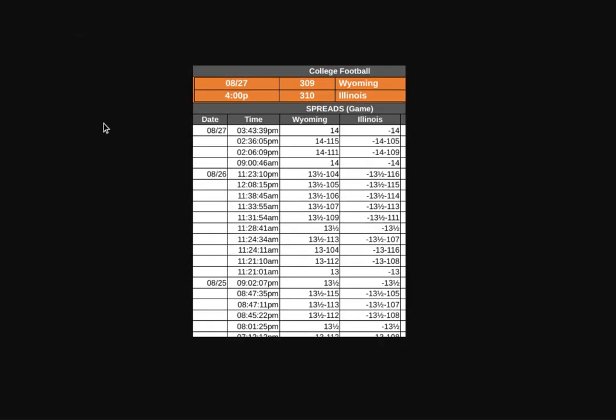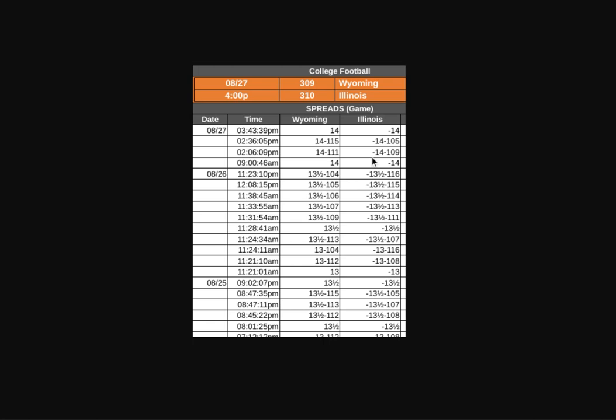All right, let's slide over here. Wyoming and Illinois, great example here. The day of this game, this line stayed at 14 the whole time. Minus 14 at 9 a.m. It goes off at 4. You can see there was literally no movement. So it stays at 14.